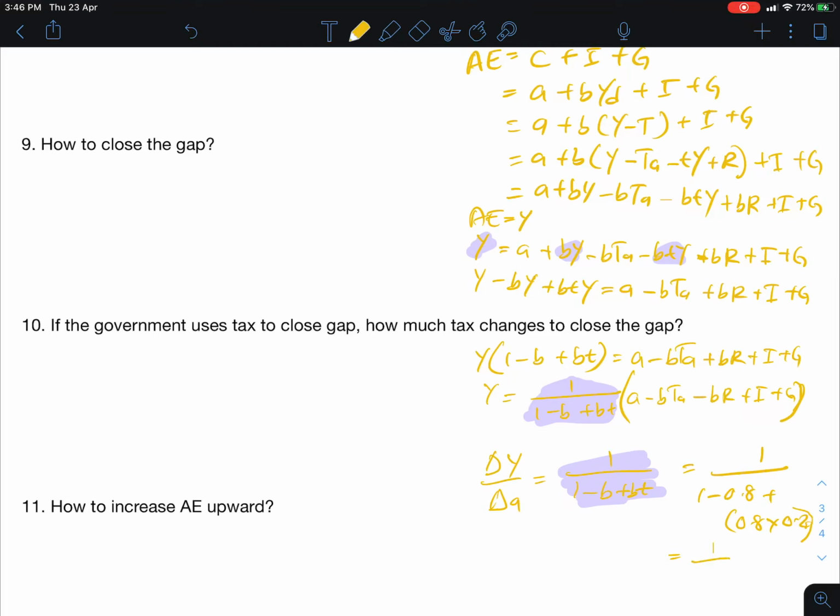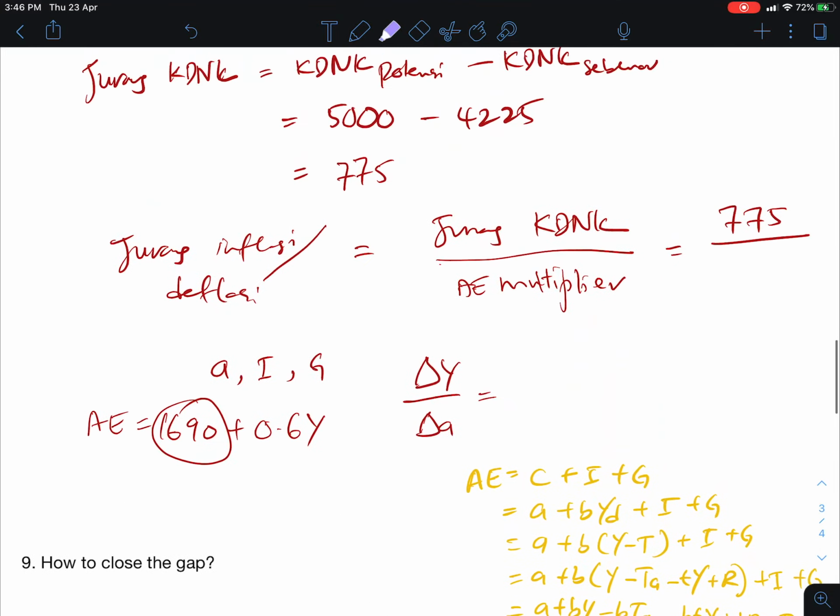One divided by 0.4 is equal to 2.5, which is the multiplier. So we use this multiplier 2.5. So you multiply here by 2.5.